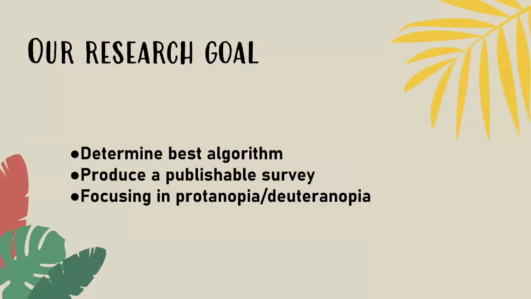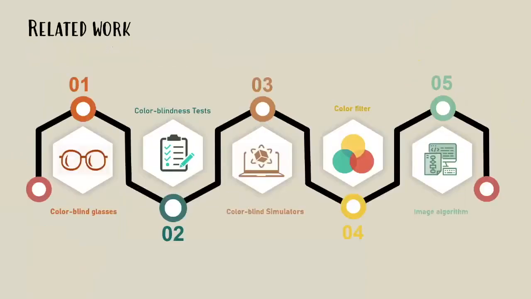Based on our field, many researchers provide techniques to help colorblind individuals, such as colorblind glasses and the colorblind test that helps to diagnose which type of colorblindness the person has. And also there are simulations that show how colorblind individuals see. And also there are colorblind filters that help them to perceive a color. And there are many produced algorithms that help in correcting the images.